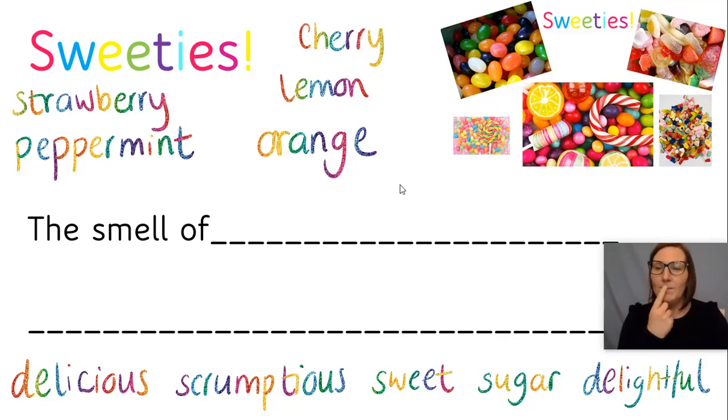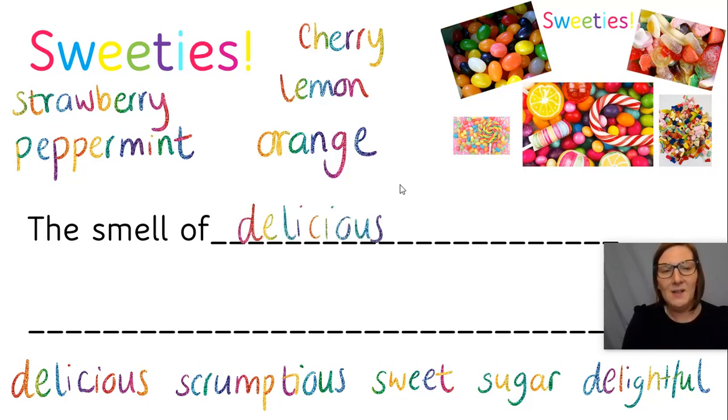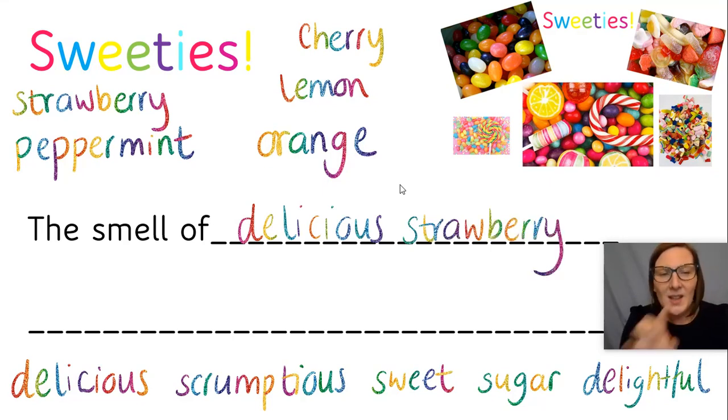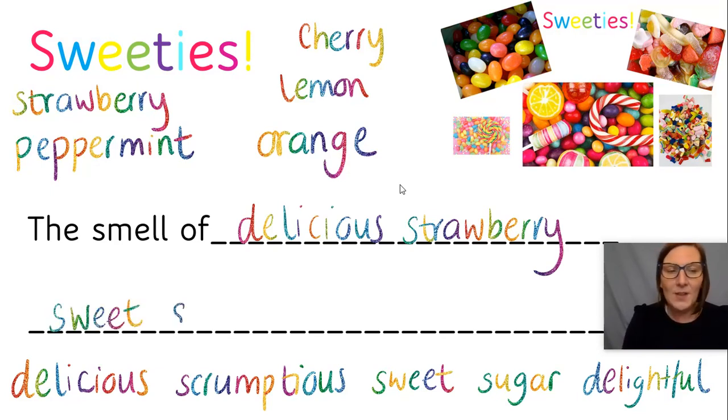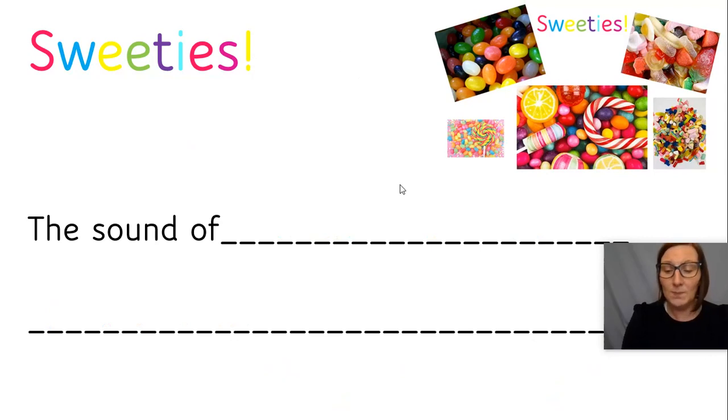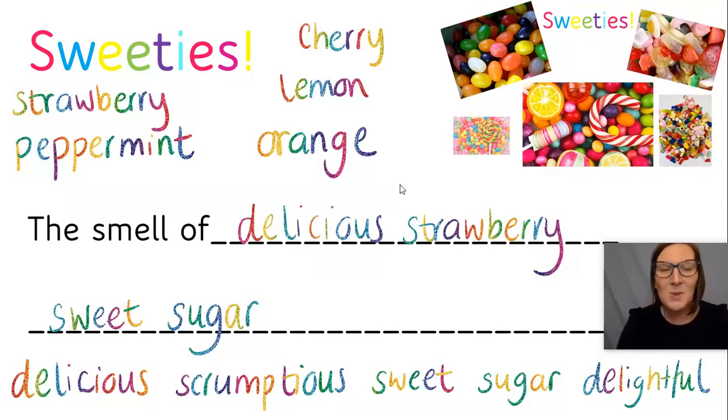So that made me think, what is it that I want to write? Well, I know. I can smell the smell of delicious strawberry. I do like that. So that's what I've got here, delicious strawberry. And then I've put the sweet sugar. Sweet sugar as well, because that's what you can smell. You know, open up your bag of Haribos. That's what I can smell in there, sweet sugar.